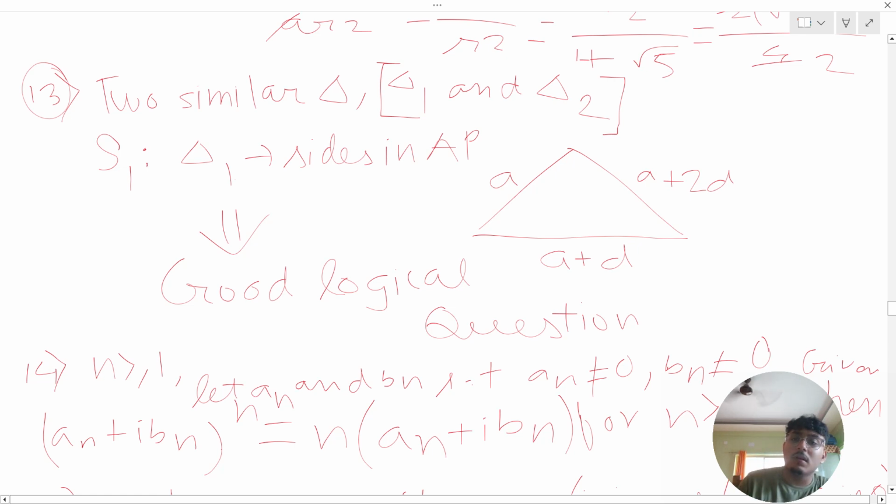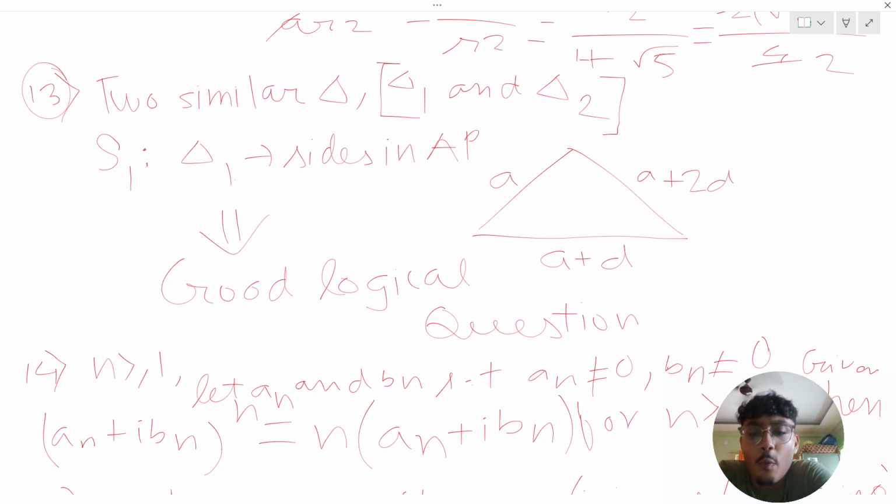Question number 13. Two similar triangles, triangle 1 and triangle 2. We are given 4 conditions, S1, S2, S3 and S4. We need to tell which condition implies which one and which one not. So this question, I think, is a little bit conceptual. It's a very conceptually deep question. So I'm keeping it for last, for my 4th video, which will be coming probably day after tomorrow if everything is alright. So I'm skipping question number 13 for now.